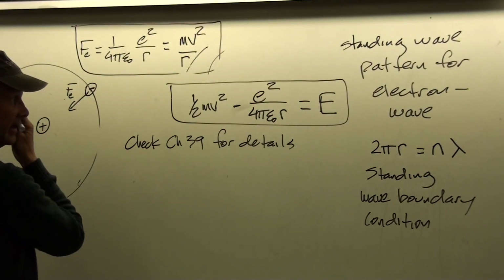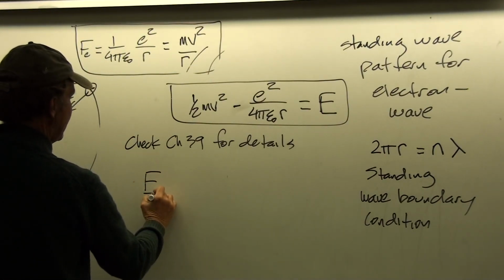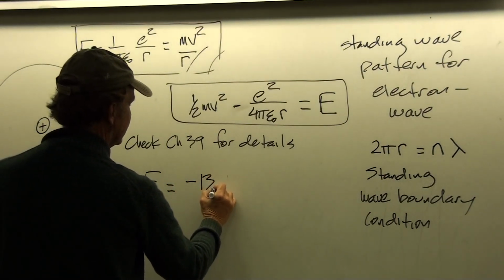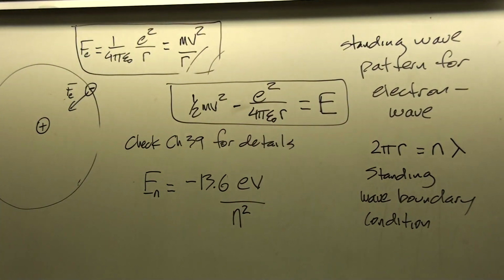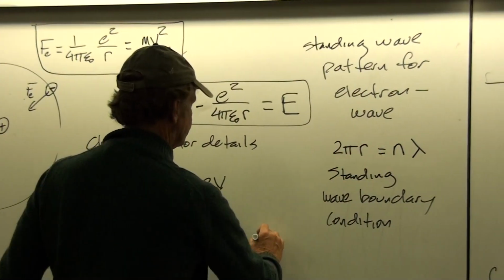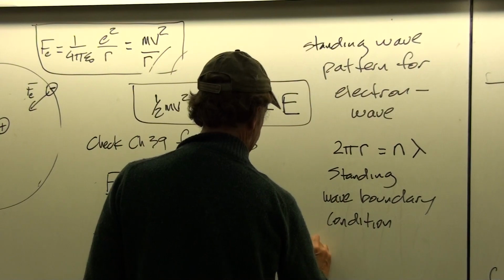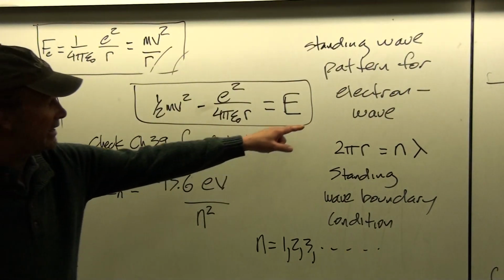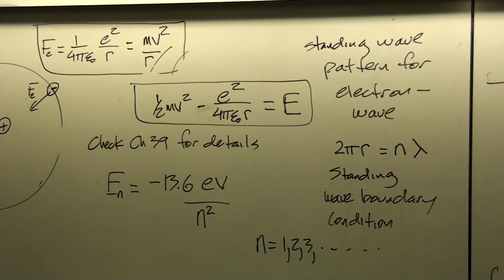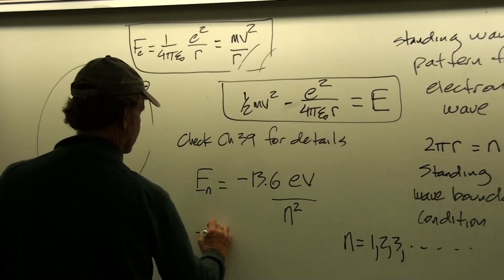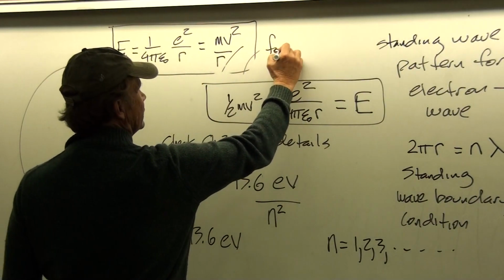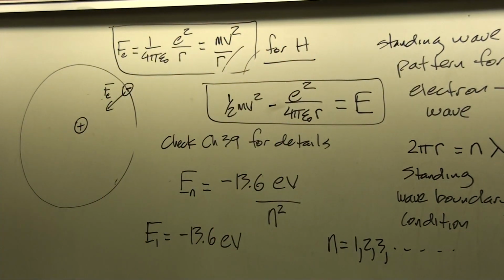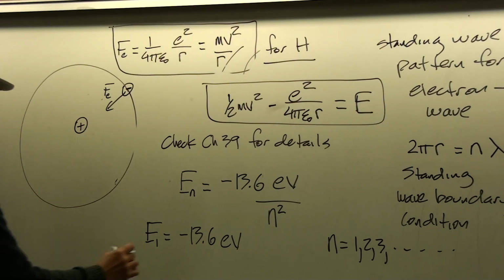What we find is that the energy, En, is equal to minus 13.6 eV over n squared, where n is an integer value, can equal 1, 2, 3, any positive integer that satisfies our standing wave boundary condition. So n equals 1 would be the ground state. So E1 equals minus 13.6 eV for hydrogen. We're looking at the simplest of all elements here.